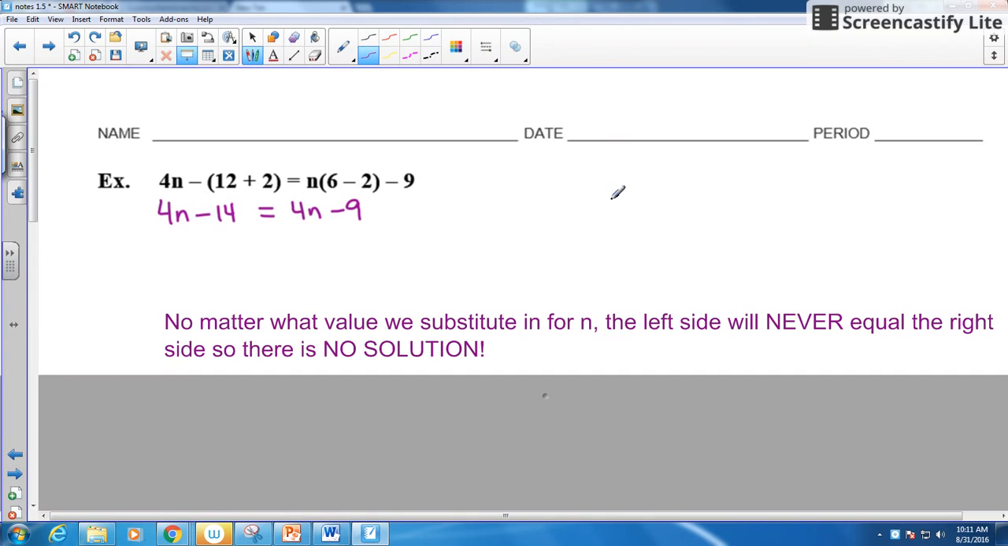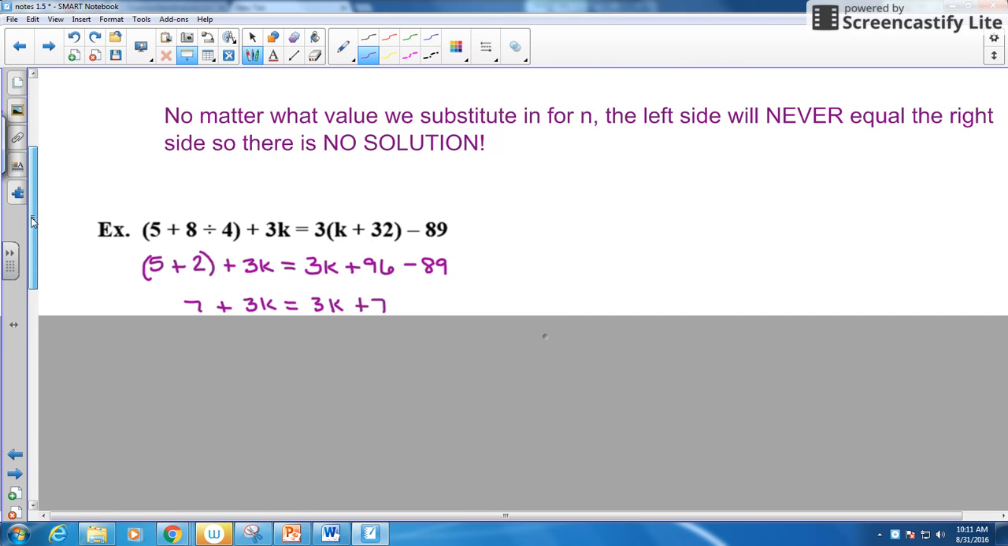An example would be, let's use 1 for n, to make it easy. If I put 1 in for n on both sides, this would give me 4 minus 14, which is negative 10. And over here, I would have 4 minus 9, which is negative 5. That's never going to be equal, no matter what value of n I put in. And so this is an example that has no solution.